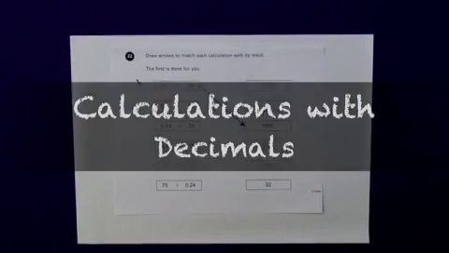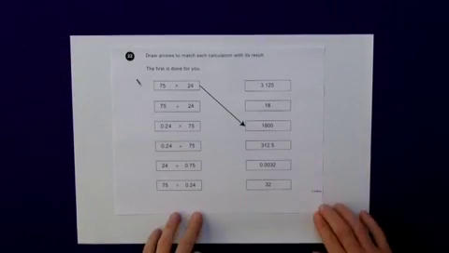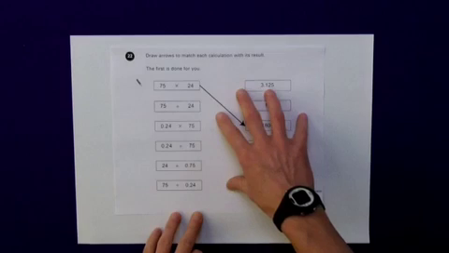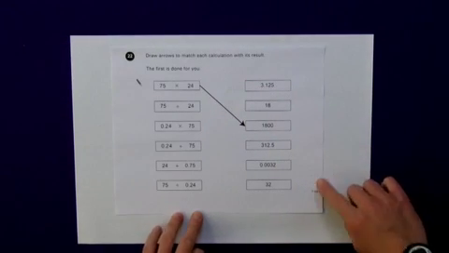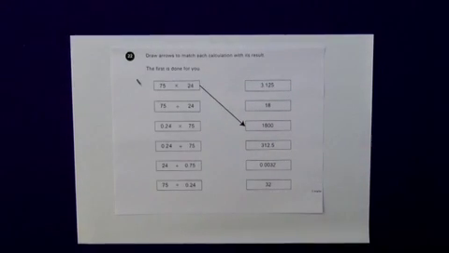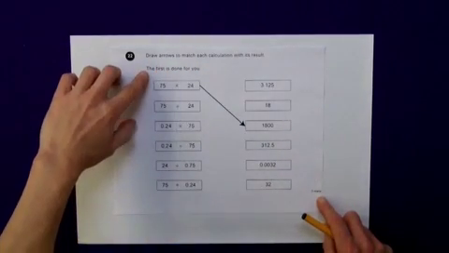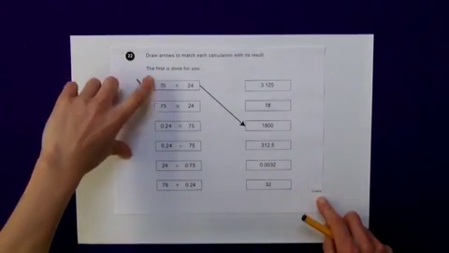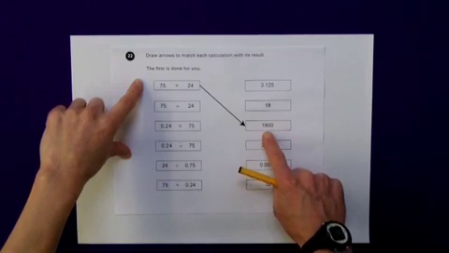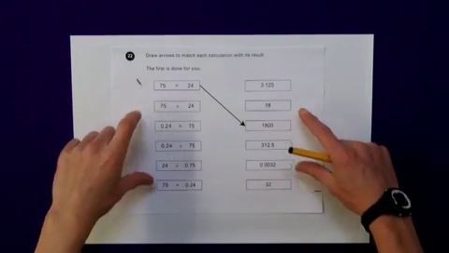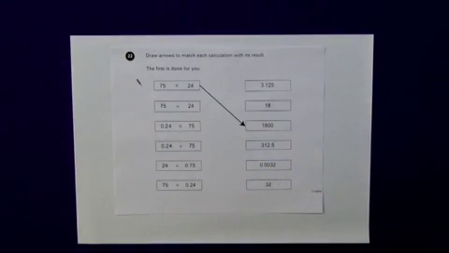Now, this question is worth 3 marks, which tells me that you don't have to get all of it right to get 1 or 2 marks, just as an added bonus. The question says, draw arrows to match each calculation with its result. The first one is done for you. 75 multiplied by 24 is 1,800. Some of these look quite complicated. Pick the ones that you think you can do first.